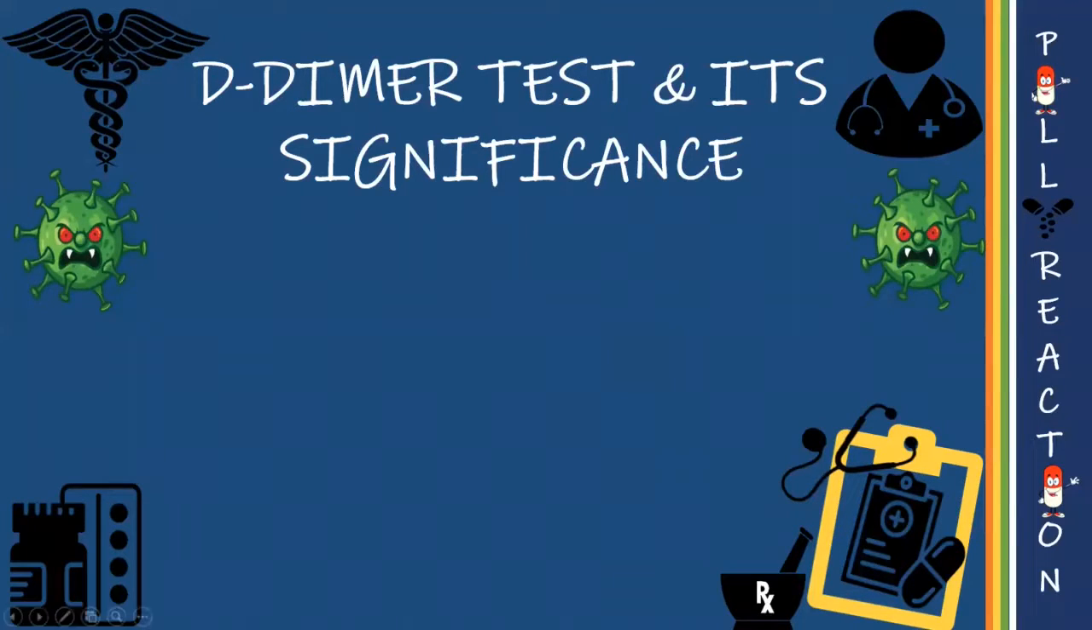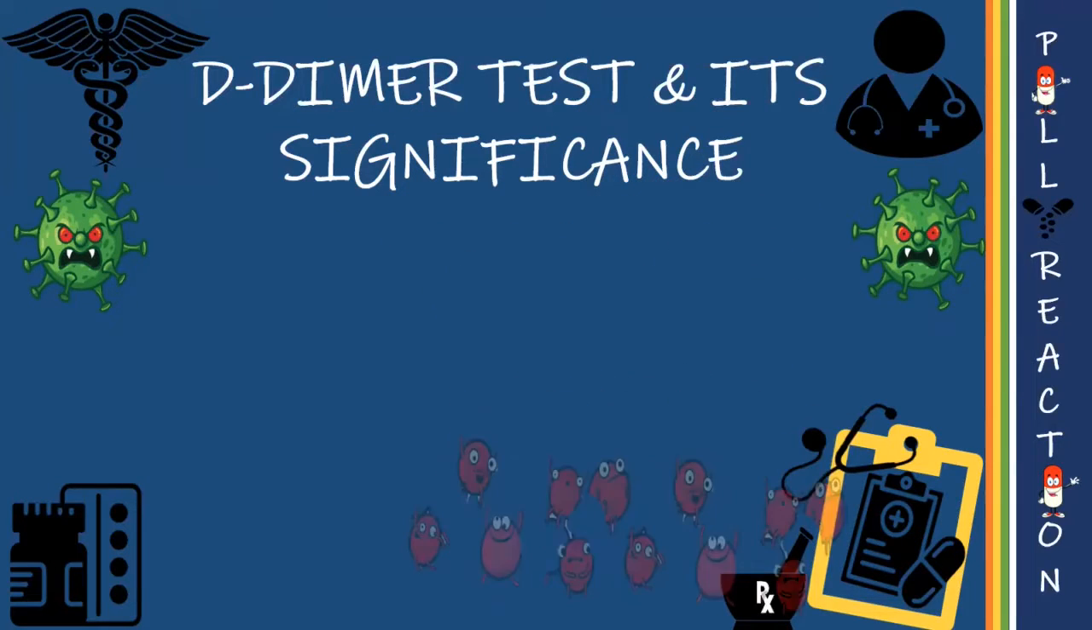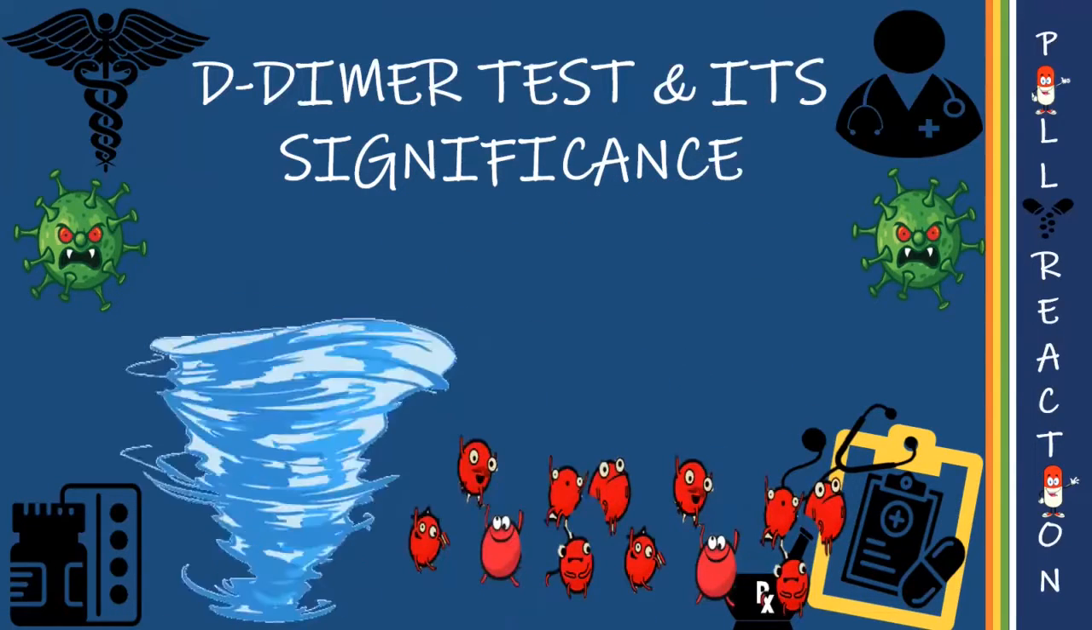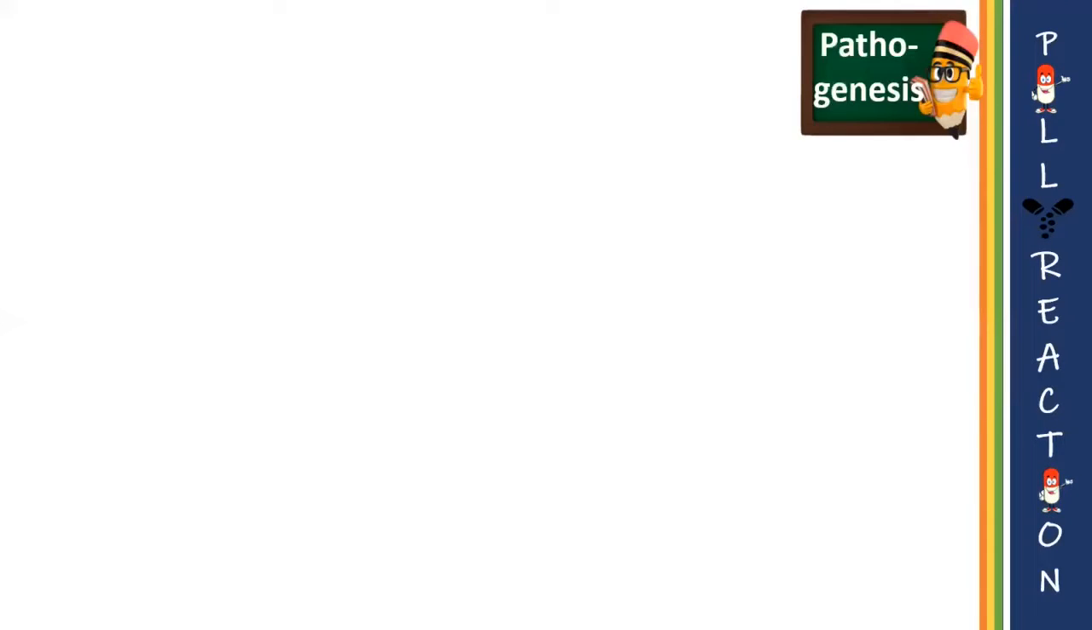In this video, we will discuss the D-dimer test and its significance. And also, we will see how D-dimer is produced by cytokine storm. Now, let's have a brief pathogenesis of coronavirus infection.